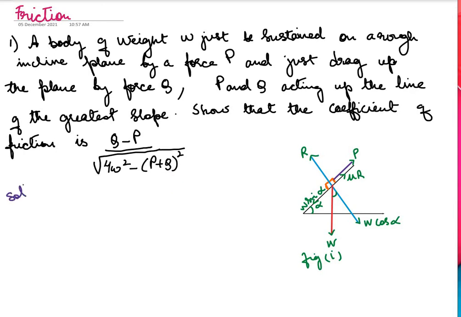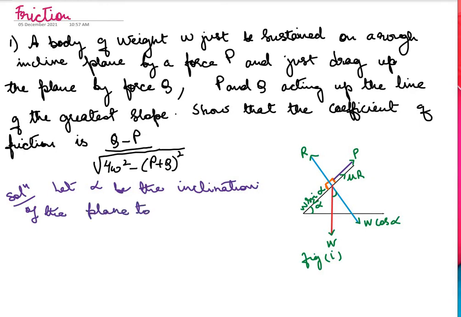solution. Let alpha be the inclination of the plane to the horizontal. As you can see here, alpha is the inclination of this plane to the horizontal.